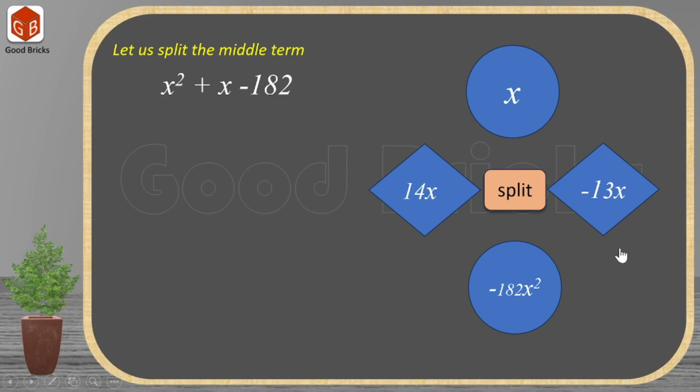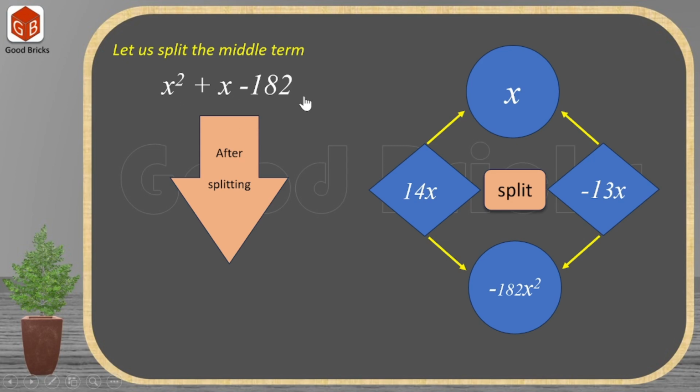Now on what basis are you splitting? Yes, you are guessing correctly. When you add these two terms, you should get plus x. When you multiply these two new terms, you should get minus 182 x square. So based on this criteria, you might have split this middle term into two different new terms. Now after splitting, we can write this expression as shown here on the screen. So the new expression is x square plus 14x minus 13x minus 182. Now using this, we are going to find the value of x, which is nothing but two different numbers we are going to get.